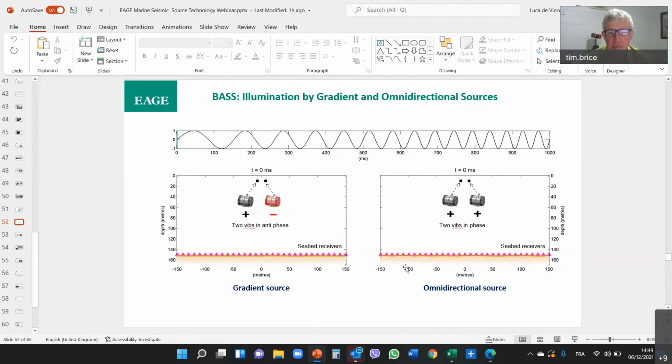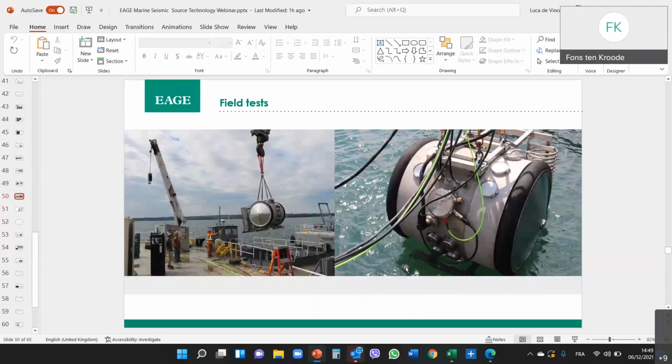So I understand that, Tim, but my question was really onshore. You use slip sweep techniques for independent vibrators to sweep a little differently and can separate the signal afterwards. That's a well-known technique onshore. Could that be used offshore as well? Could that compete with your dipole followed by interpolation technique?